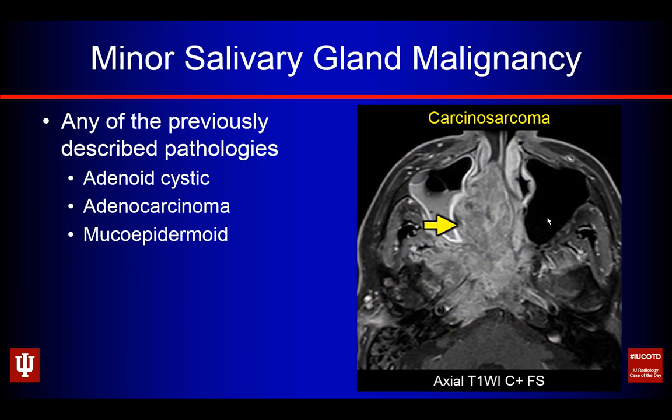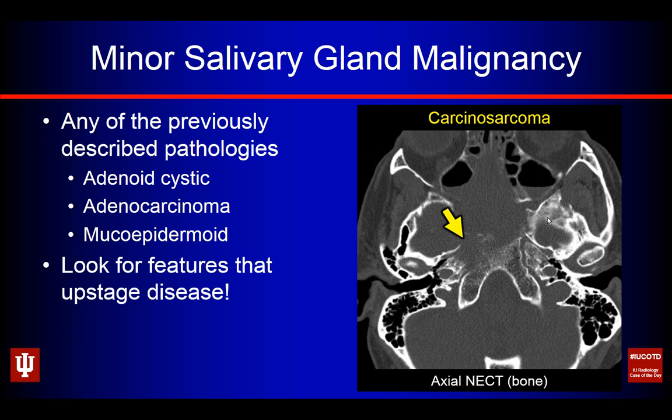And virtually any of the previously described pathologies, adenoid cystic, adenocarcinoma, mucoeps, you name it, anything we've talked about previously can occur from one of these tiny little rests anywhere in the head and neck. But fortunately, they're quite uncommon. So just like everything else I've said, our imaging doesn't have great specificity for the final histopathology. That's okay. Talk about what it looks like, what the margins look like, where it's going, what it's invading, and look for features that upstage disease.